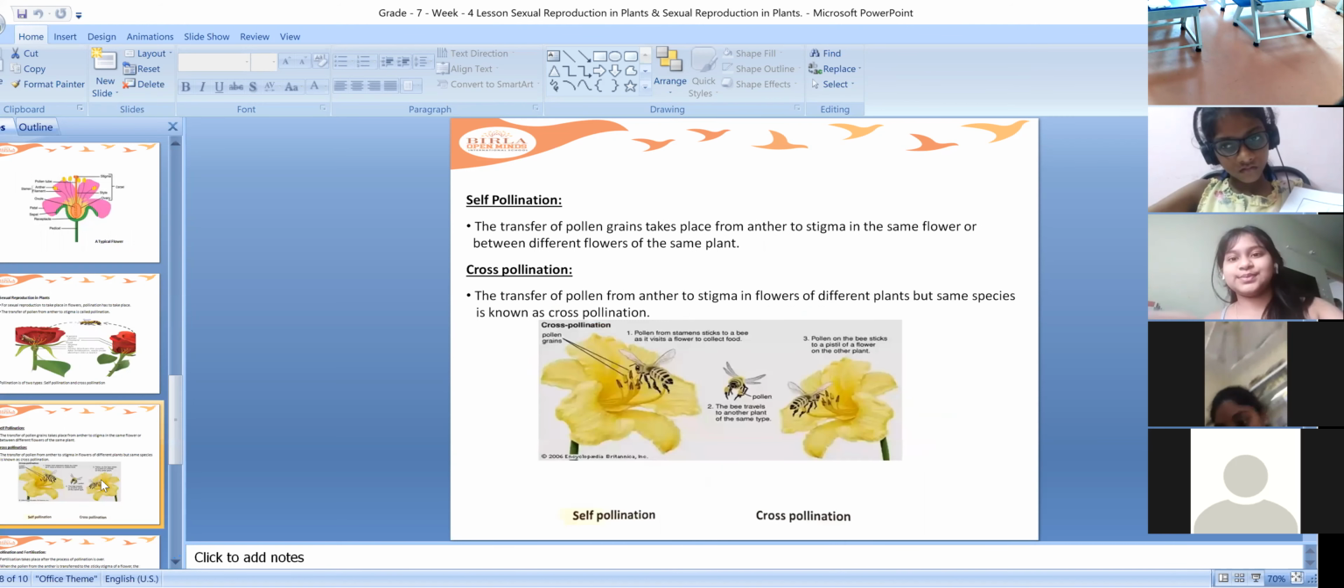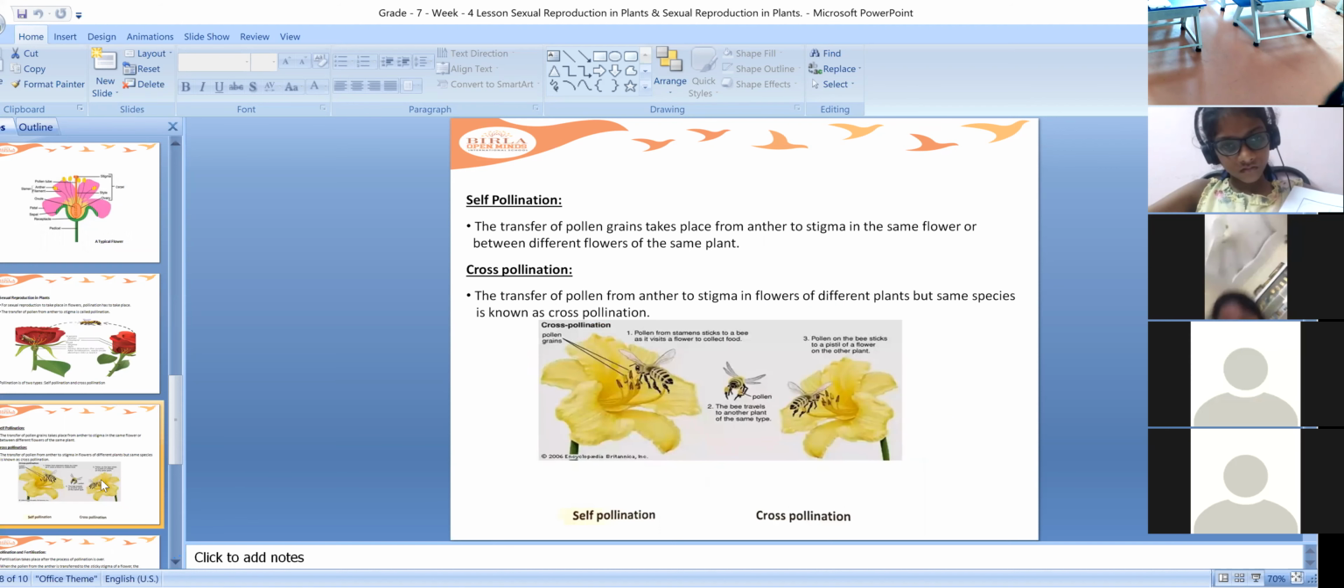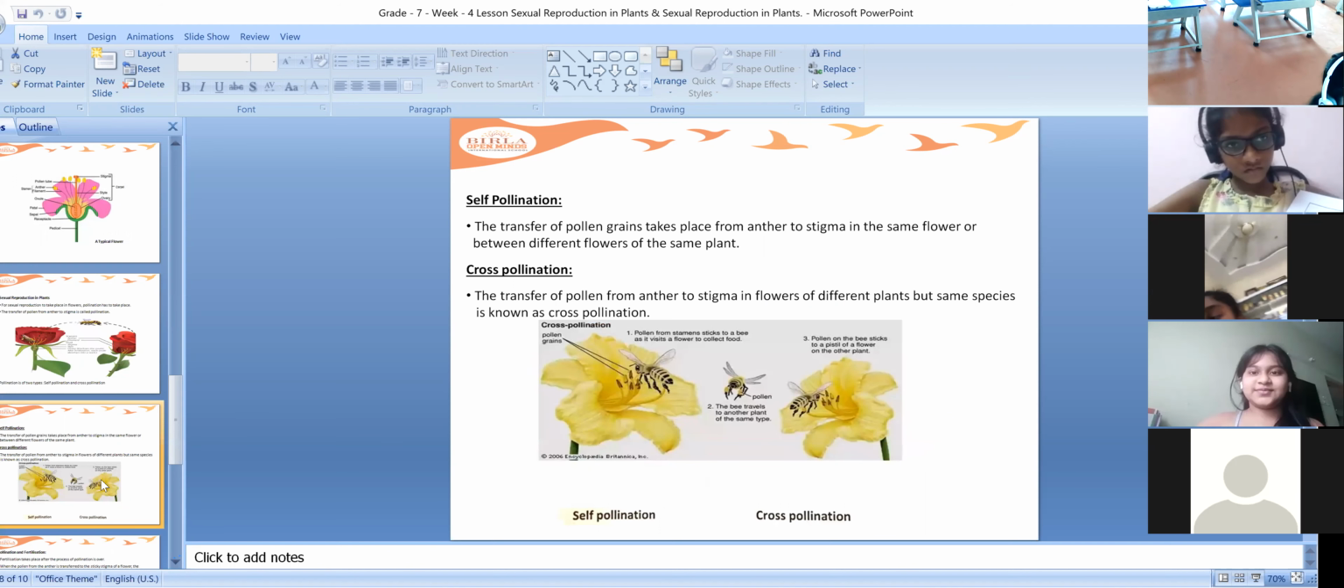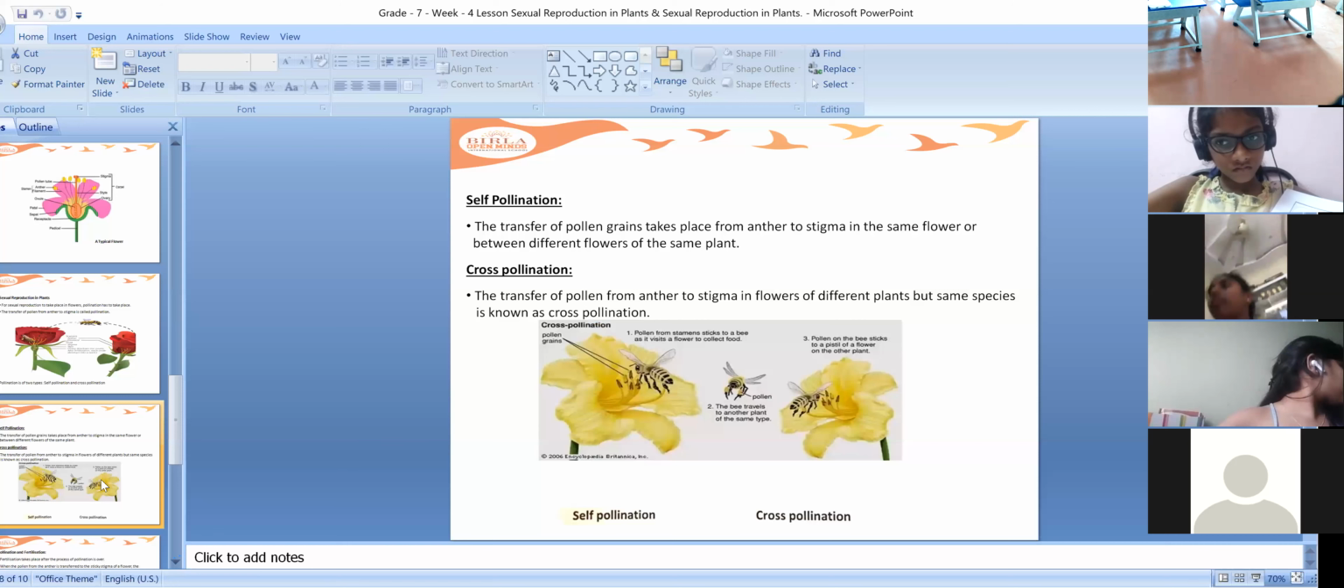Even in this picture you can see it clearly. The pollen from the stamens sticks to the bee, and when it visits another flower, it transfers the pollen.